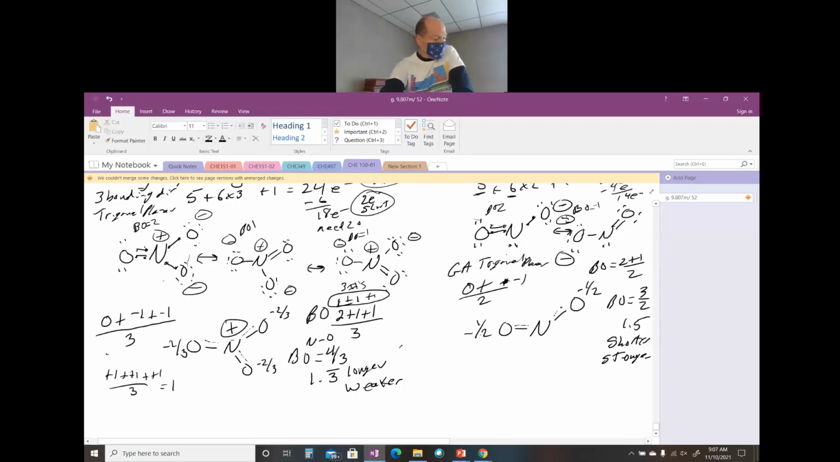All right, so the stronger NO bond is with the NO2 minus. This is the stronger bond because bond order 1.5 is greater than bond order of 1.3 repeating. The longest is, of course, the 1.3. The lower the bond order, the longer it will be. Single bonds are longer, double bonds are shorter, triple bonds are the shortest.